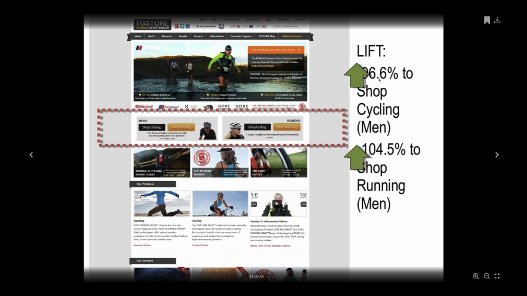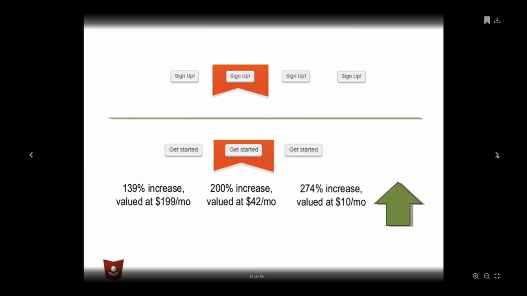When we did that, of course, as you can see here, we saw 96.6% more people click shop cycling for men and 104.5% increase in shop running for men. We didn't see similar statistically significant results on the women's, but on the men's for sure we did. And again, this speaks to that, which we talked about in the last Tutorial Tuesday. If you missed it, make sure you go and search for the right Tutorial Tuesday on buttons. But the leftmost, the F pattern still applies. The leftmost quote unquote thing is the thing that's most likely to get clicked. So we saw that. That was pretty cool.